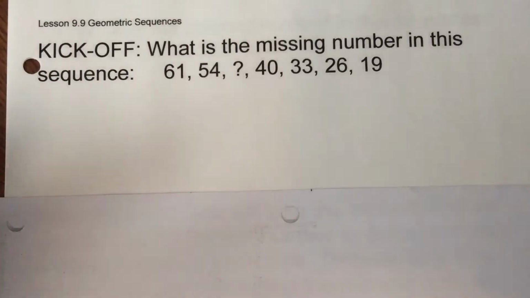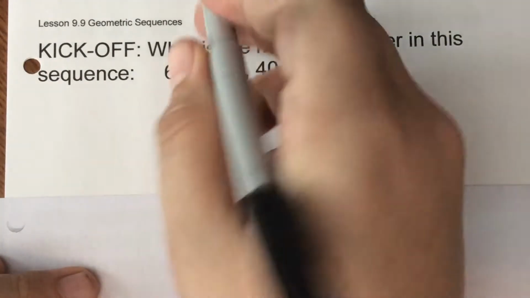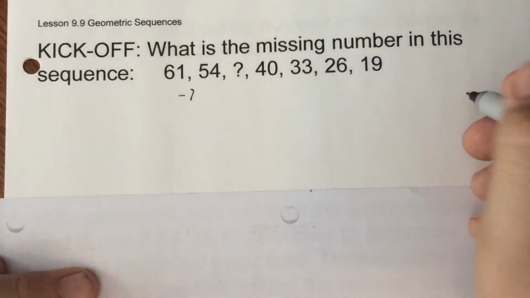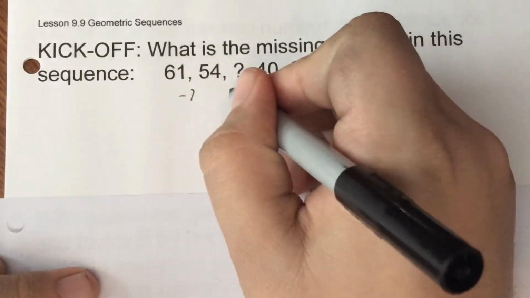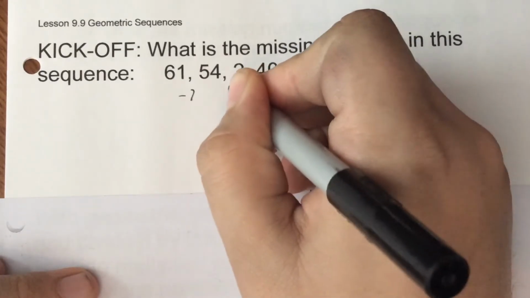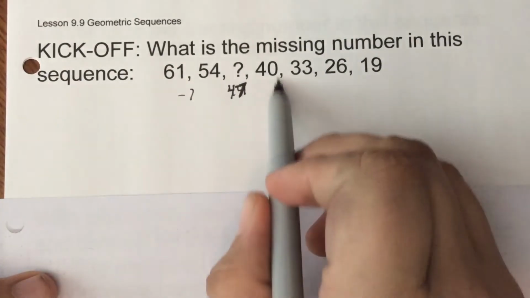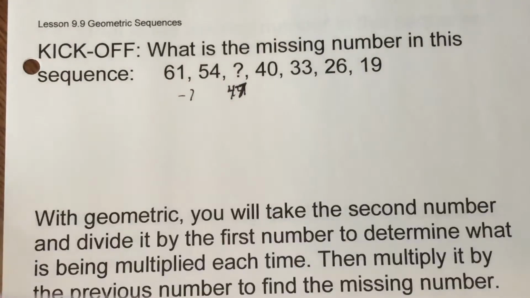So, just a quick run through of our kickoff. Remember, subtract these two, so 54 minus 61 is a negative 7, is how it's changing. 54 plus a negative 7 gives you 47, sorry. 47 for that missing term. And if we took 7 away again, we'd be at 40, so that works. So, geometric.